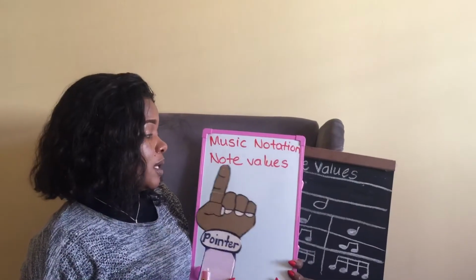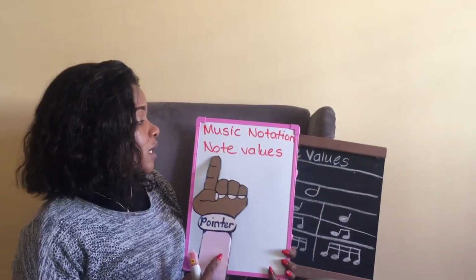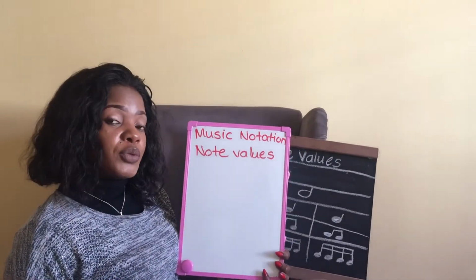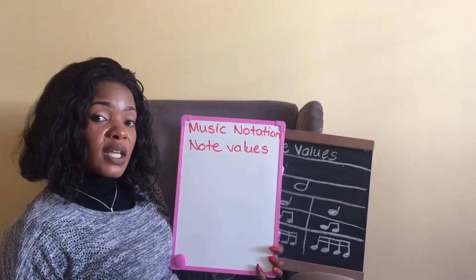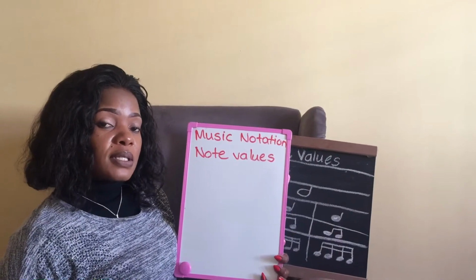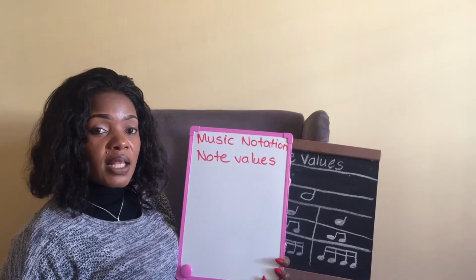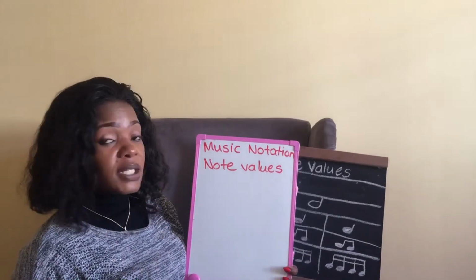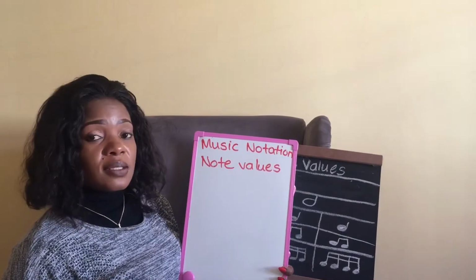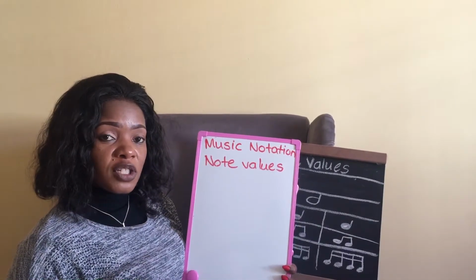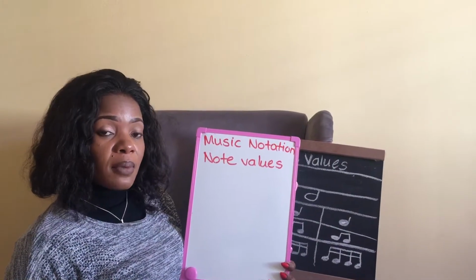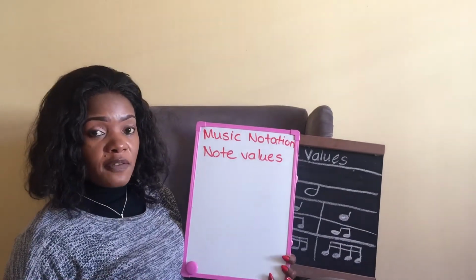Today we're going to have our music theory lesson, where we'll be dealing with music notation and looking at note values. Music has different notes that we use. When we interpret these notes, we'll be able to play our music and sing the notes properly. So the first thing is to understand the values of each note. I'm going to be talking about some notes and their values.